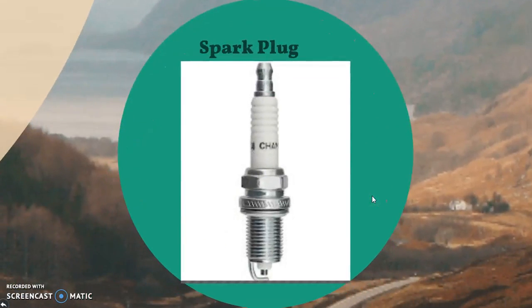Next, we come to the spark plug. A spark plug, this is what it looks like. It's actually very small in size. It is responsible for delivering electric current from an ignition system to the combustion chamber to ignite the compressed fuel air mixture. That is, the spark plug is responsible for the air fuel mixture to burn. This type of ignition is known as spark ignition.